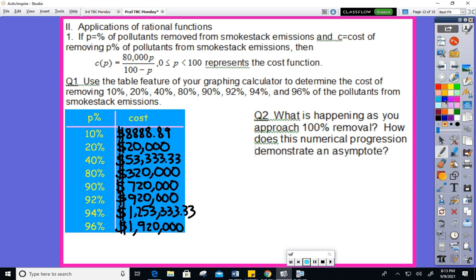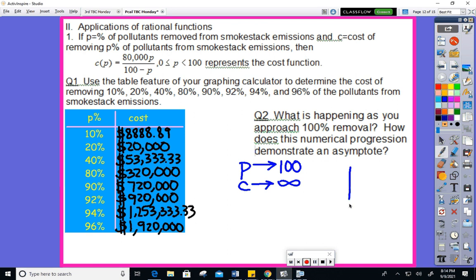Do you see that my P value, as I went from 10% all the way up to 96%, I was letting P go toward 100% clean air, because we would all like the air to be perfectly clean. But notice that the y coordinate, the cost, was going just astronomically large. So I'm going to say the y value was going to infinity. Now wait a minute. What does that fall into line with? What's that the definition of?